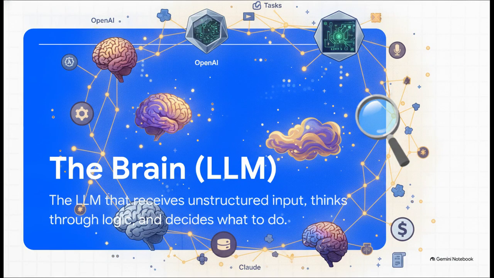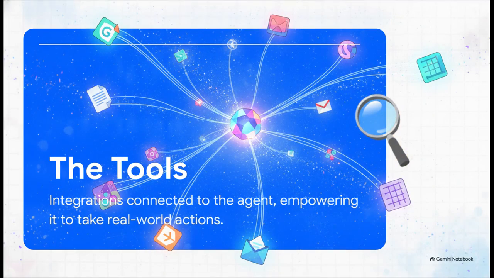The brain is your large language model. And what's incredible here is that you aren't locked into just one. By using API services like OpenRouter, you can easily swap out different brains. You could use OpenAI for one agent and Claude for another, dynamically choosing the smartest model for the specific task at hand. But the true magic happens right here with the tools.